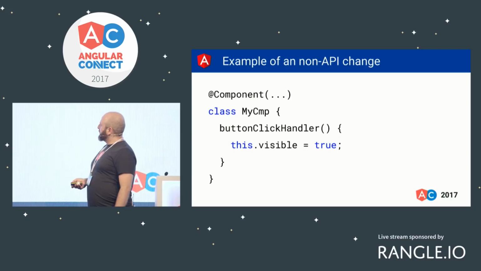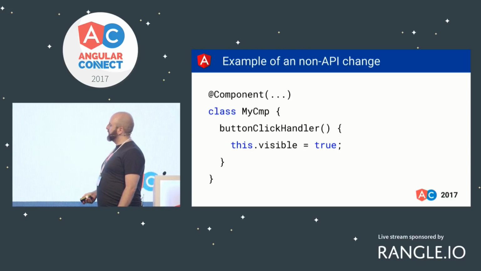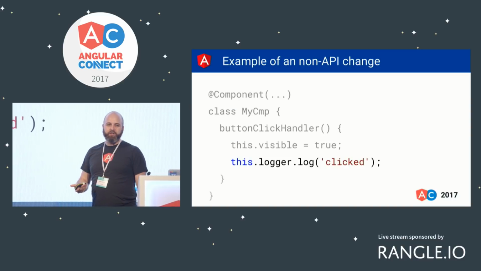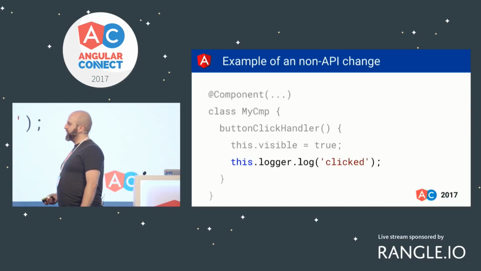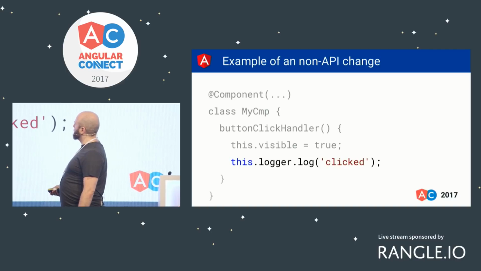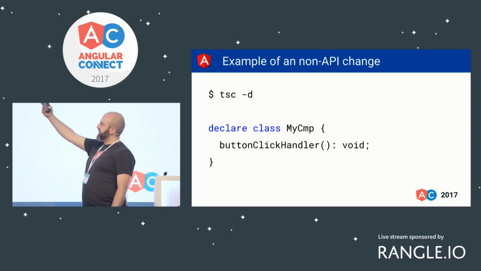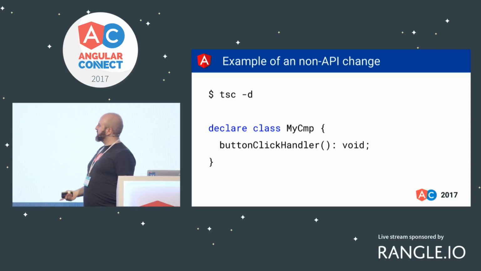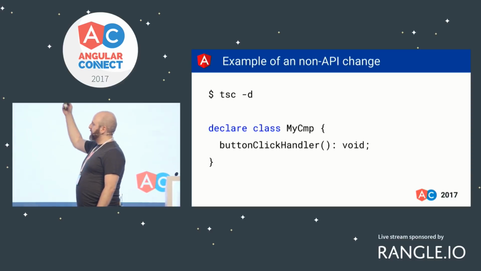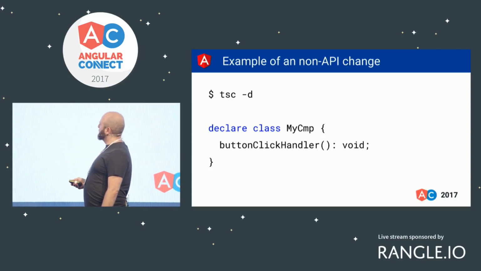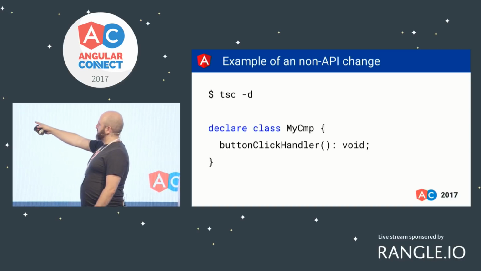So here's an example of what I mean by API change. Here's a component. This is how it looks right now. I come and make this change. I'm just going to add one more logging line in the implementation of the click handler. The API, as defined by the .d.ts file produced by TypeScript, hasn't changed in both cases. It's exactly the same. Therefore, the parent doesn't need to be rebuilt. The API is always just one method.